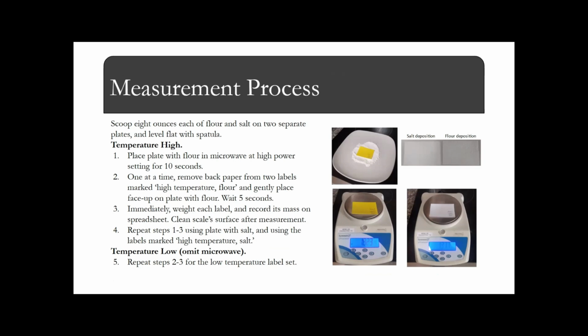Wait 5 seconds. Immediately, weigh each label and record its mass on a spreadsheet. Make sure to clean the surface after each measurement. Repeat steps 1 to 3 with the plate with salt and using the labels marked high temperature salt. For temperature low, repeat steps 2 to 3 for the low temperature label set.